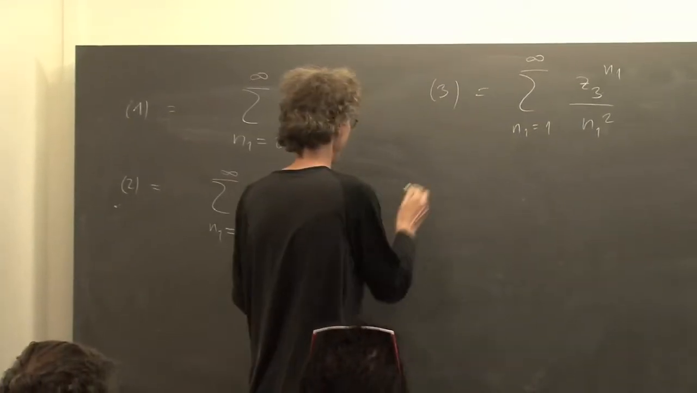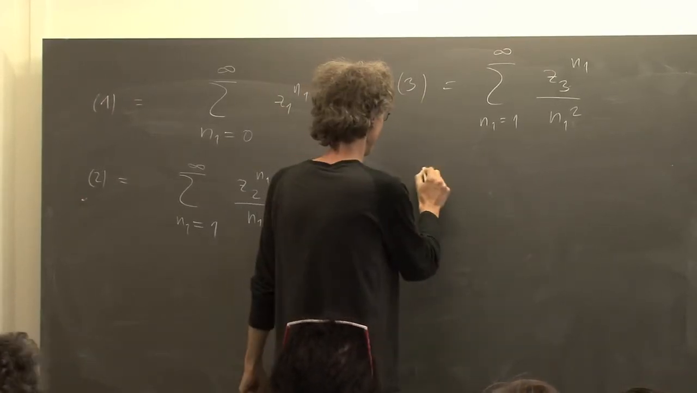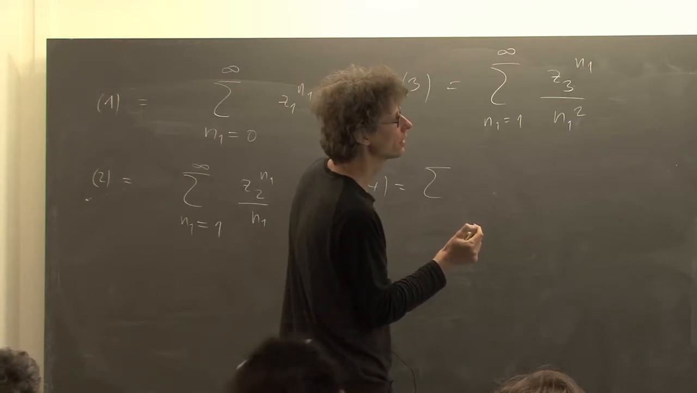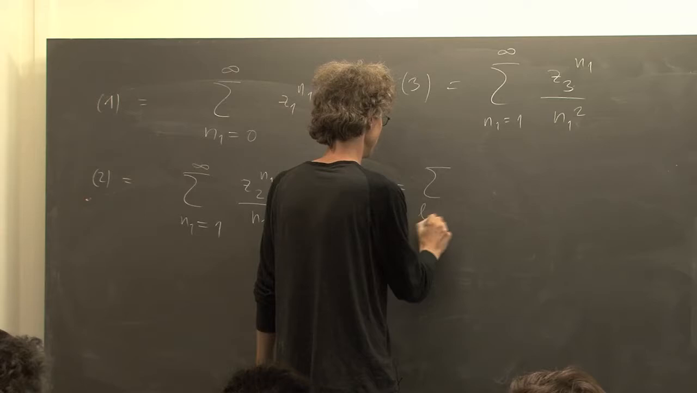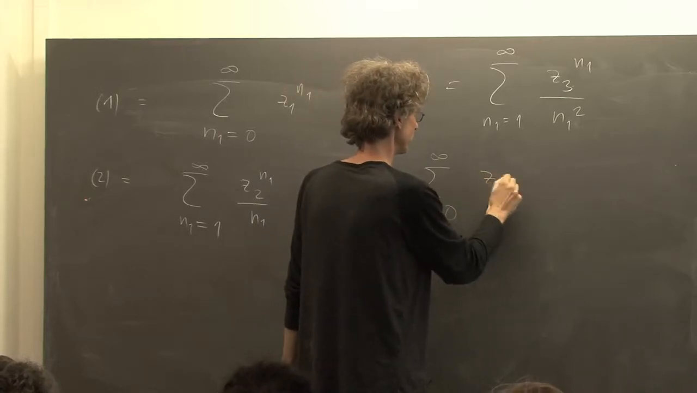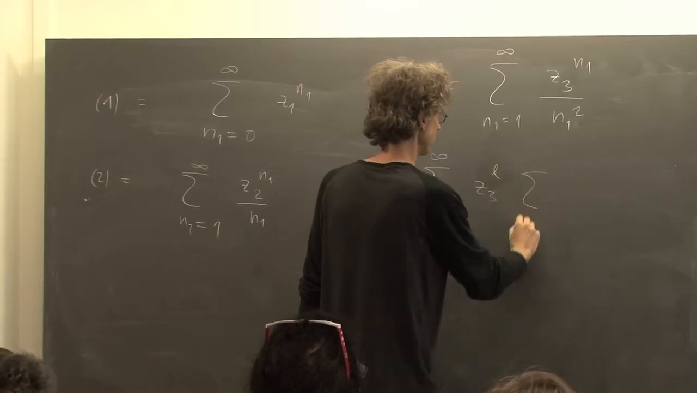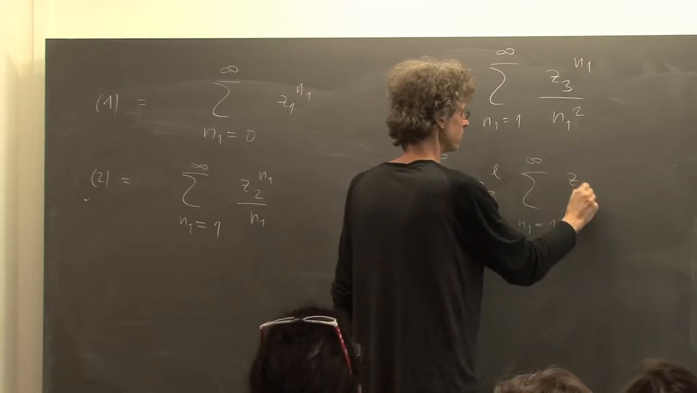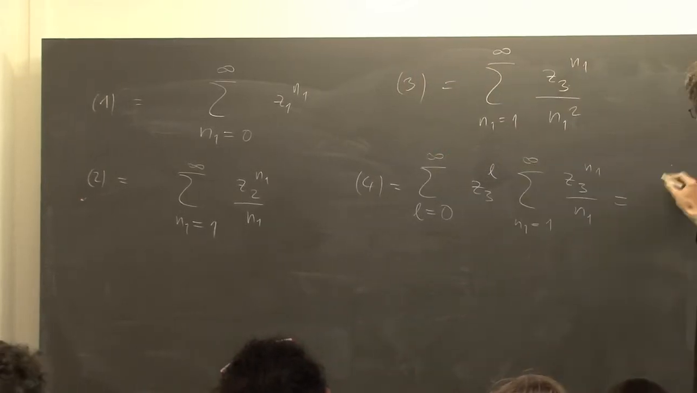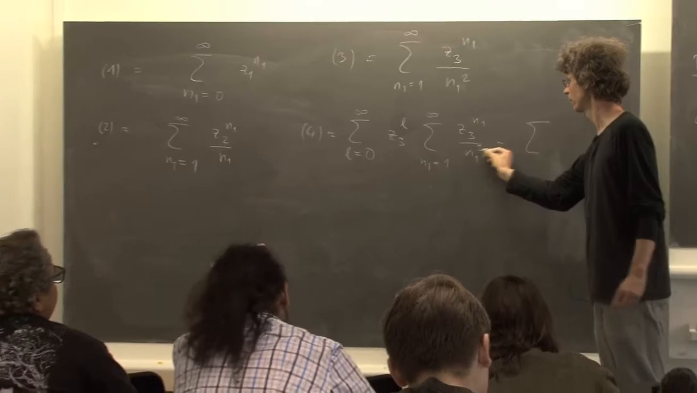So what is 4? That's another geometric series there, right? So it's the sum over, let me call it, I don't know, was there any k? Yes, there was. L equal to 0 up to infinity of z3 to the power l times this thing, z3 to the n1 over n1, which I can now write in this way, or just multiply those things. n1 squared, yes.